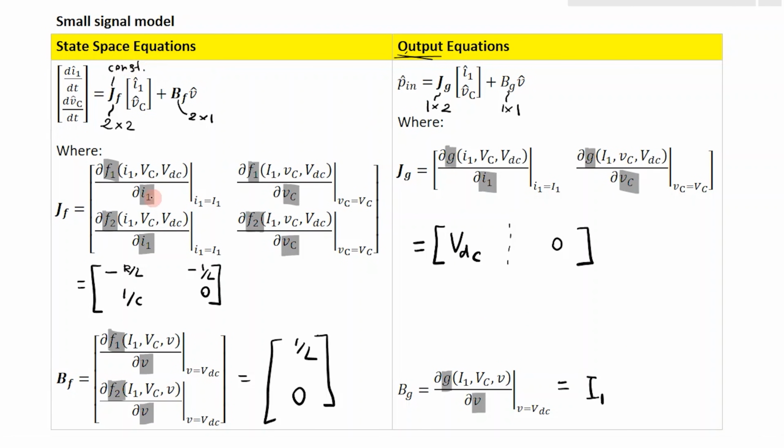Here, we didn't have the issue with having to plug in anything, because we already had these derivatives as constant. Here, derivatives weren't constant, so we needed to actually plug in the DC operating point. So that we can make these matrices constants.